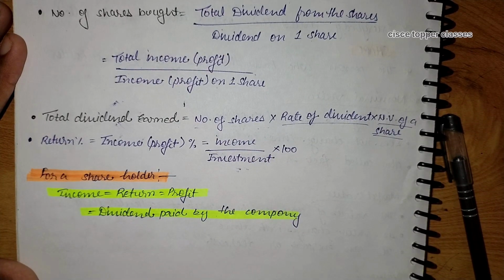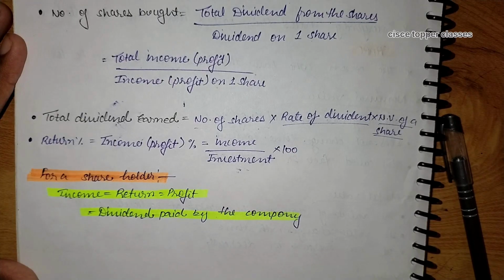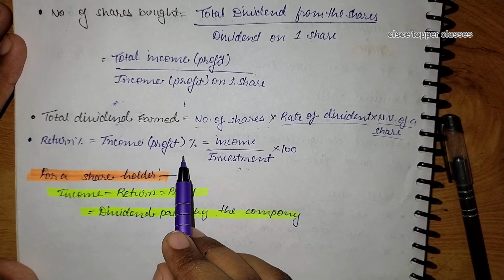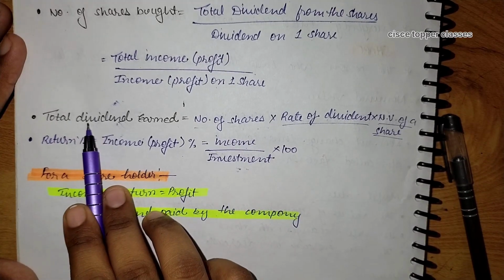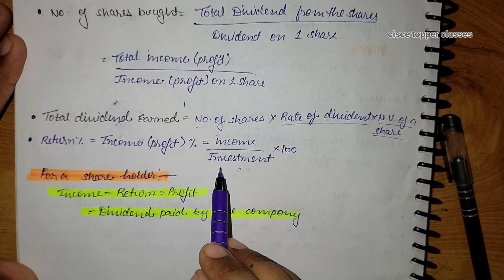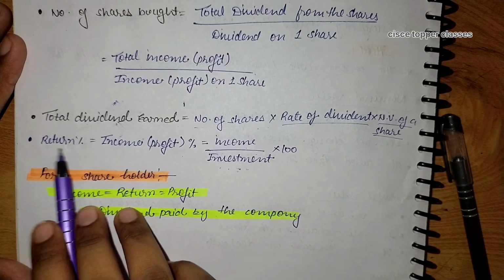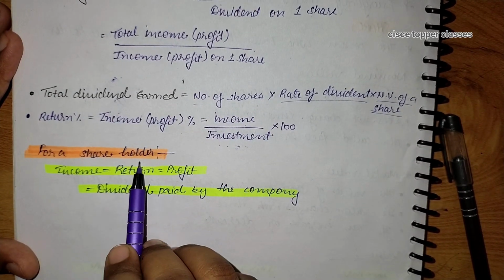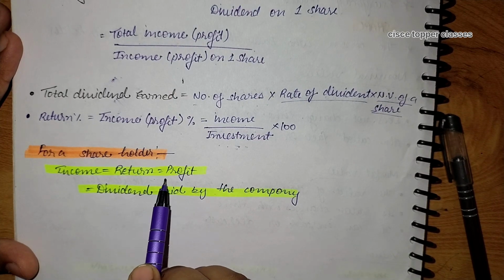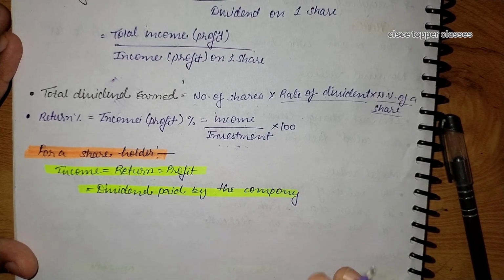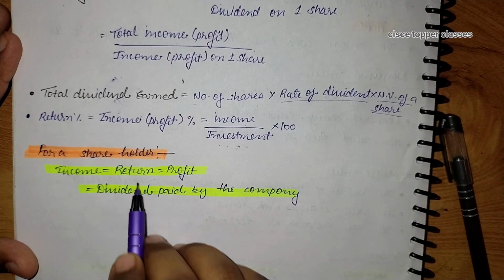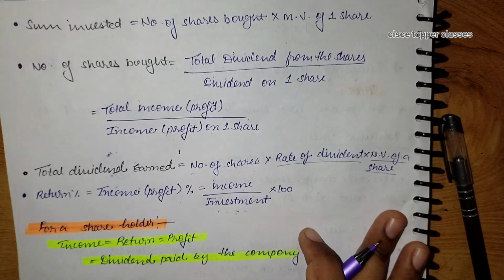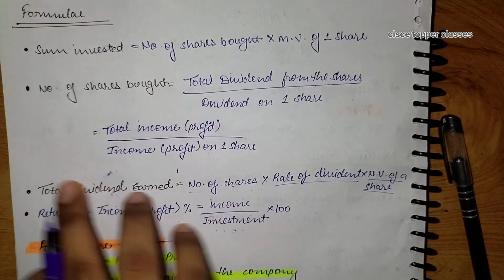Return percent is the comparison of the dividend or profit with the investment. So this is the comparison of profit, the income. Income is like dividend only. This is equal to income divided by investment, into 100, and we will get the return percent here. So for a shareholder, income is equal to return, equal to profit, equal to dividend paid by the company. So this income, return, profit is the same here for a shareholder. So these are the formulas. Learn them by heart so that it will be helpful for you.